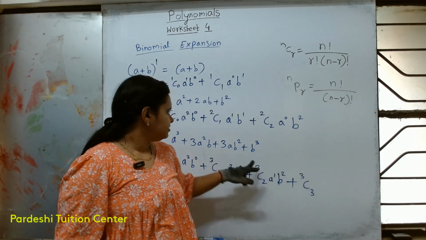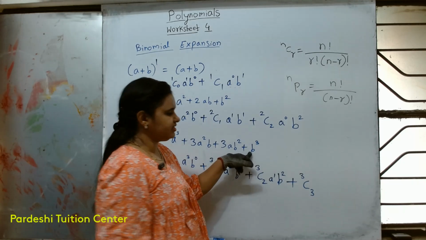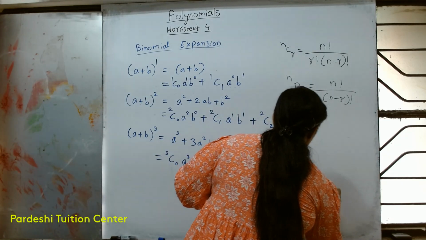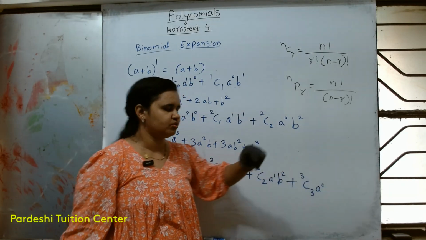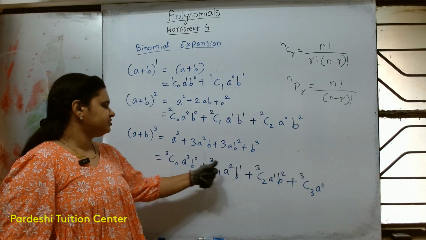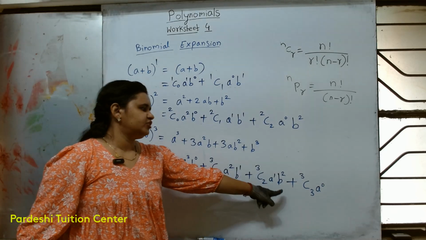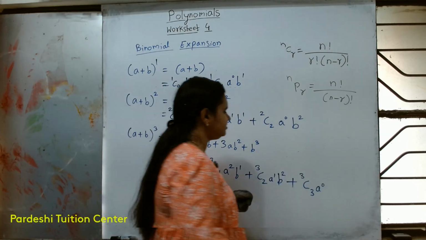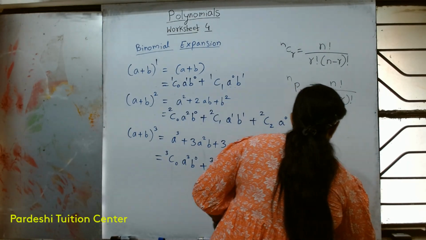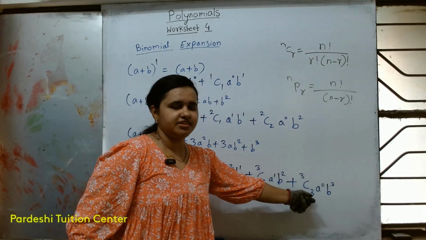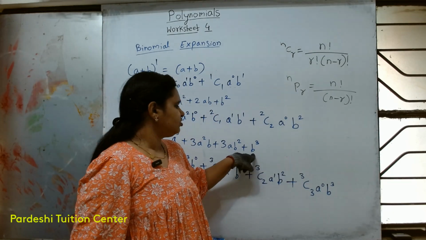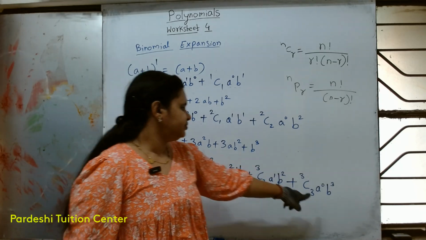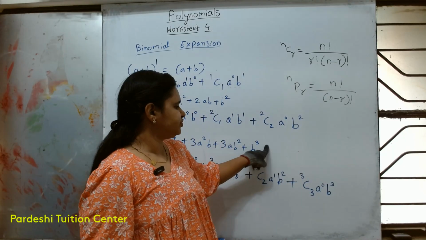Now again here a is not present, so I can write a to the power 0. Also, by a cube, a square, a to the power 1, a to the power 0. Now b to the power 0, b to the power 1, b to the power 2 and b to the power 3. Let us check 3C3: the coefficient is coming as 1, a to the power 0, also a is not present here, and b to the power 3 is only present here.